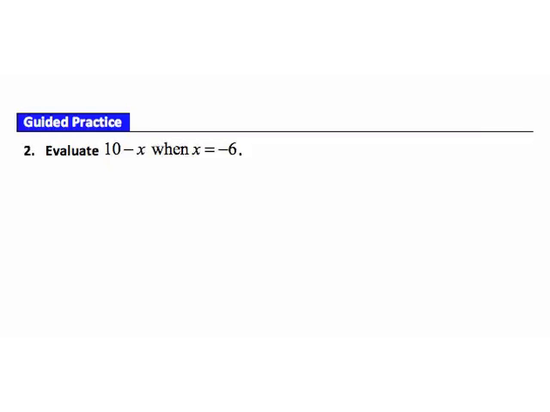Question 2. Evaluate the variable expression 10 minus x when x equals negative 6. Well, the first thing we want to do is take the variable expression and replace that variable x with an open set of parentheses. So I would write this as 10 minus, and put an open set of parentheses. Now I'm ready to substitute the value, and you'll notice that we had x equals negative 6, so I'm putting that negative 6 in for x.